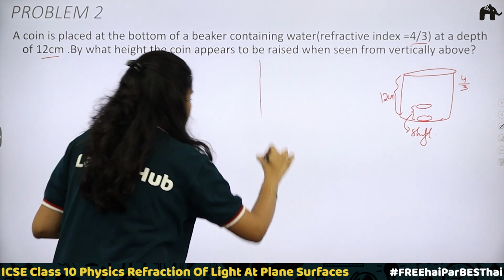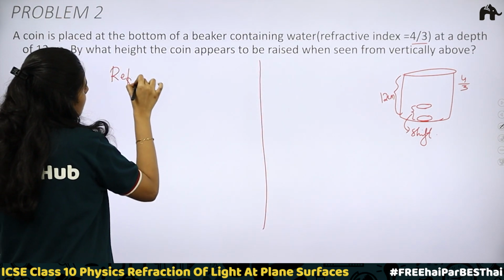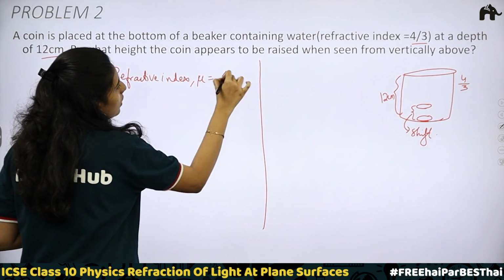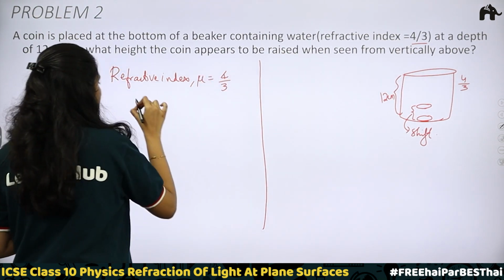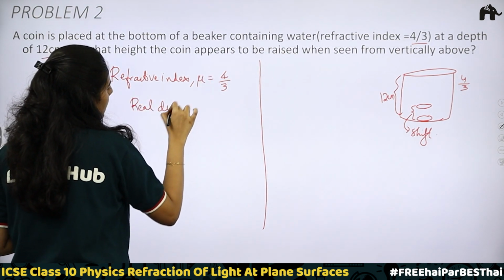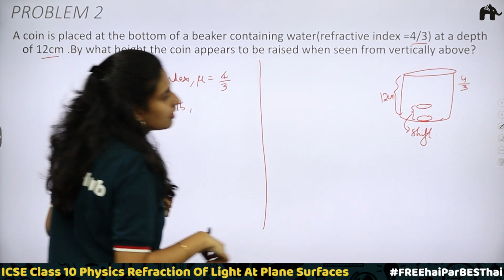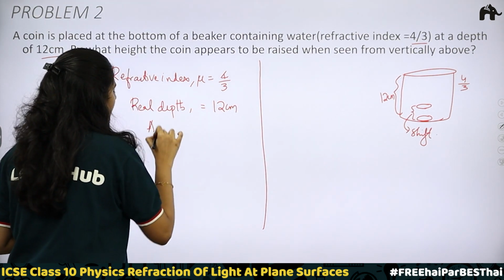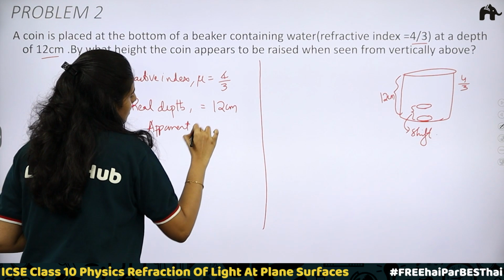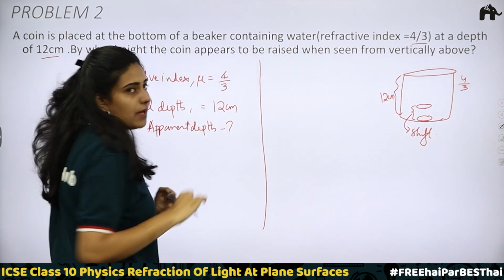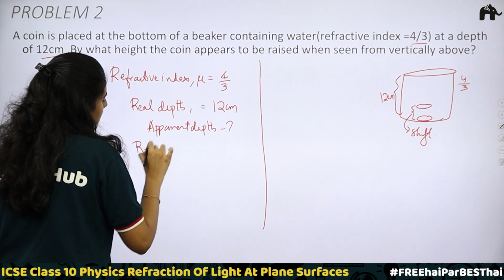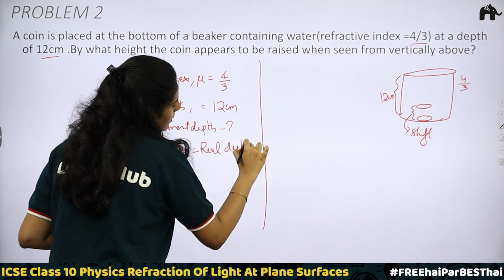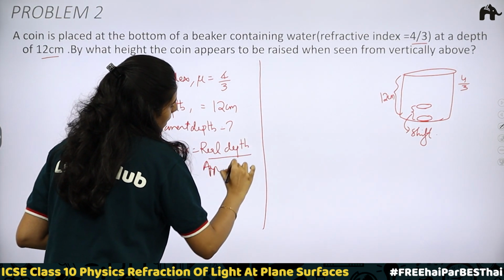Okay. So here what is given? Refractive index is given. Refractive index mu is equal to 4 divided by 3. Okay. Real depth is given. Real depth is equal to 12 centimeter. Okay. We have to find apparent depth first. How to find apparent depth? We have refractive index is equal to real depth divided by apparent depth.